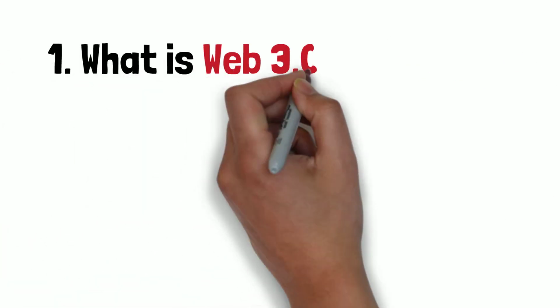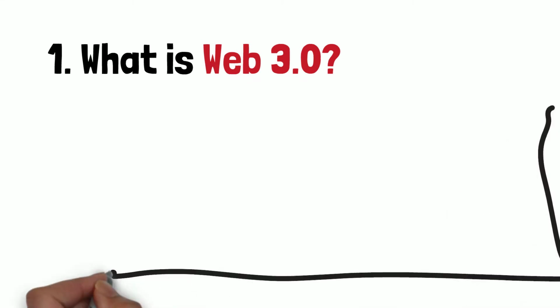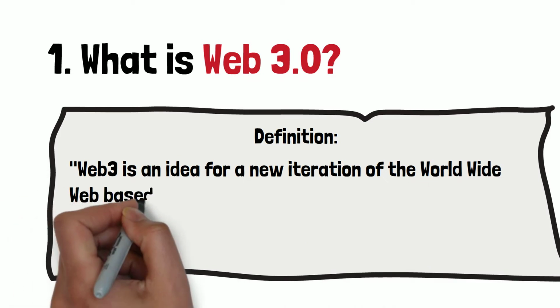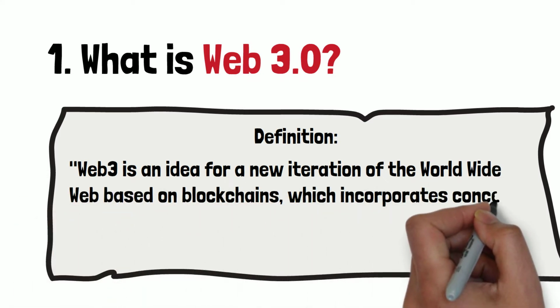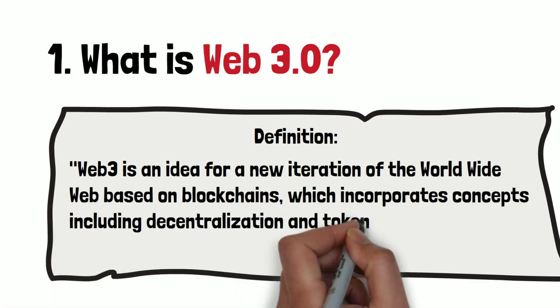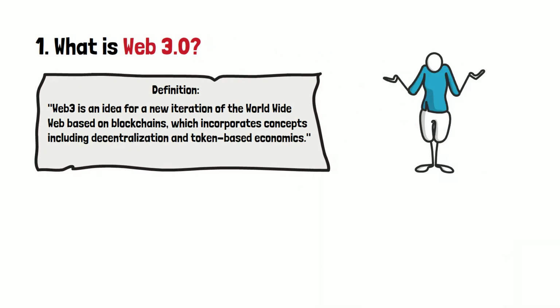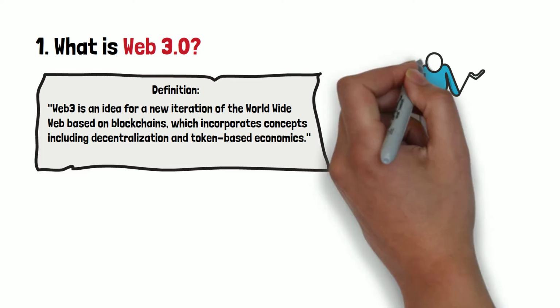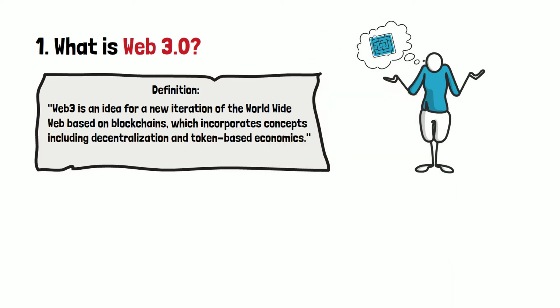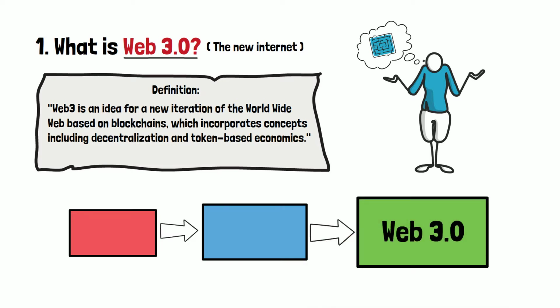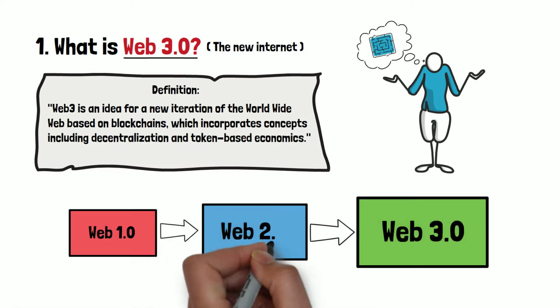So, what is Web 3? According to the fancy definition, Web 3 is an idea for a new iteration of the World Wide Web based on blockchains, which incorporates concepts including decentralization and token-based economics. But what does Web 3 actually mean? As with most seemingly complex topics, in order to understand Web 3.0, also known as the new internet, we should probably first explore the earlier iterations of the concept, namely Web 1.0 and Web 2.0.